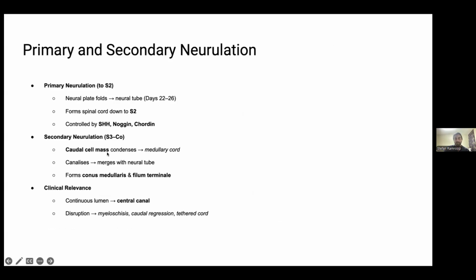So with that in mind, let's look at how the spinal cord itself forms through two processes, primary and secondary neurulation. During primary neurulation, the neural plate folds and fuses to form a hollow tube that continues down to about the S2, or the second sacral level. And this occurs around days 22 to 26 and forms most of the spinal cord from the cervical region through to the upper sacral segments.